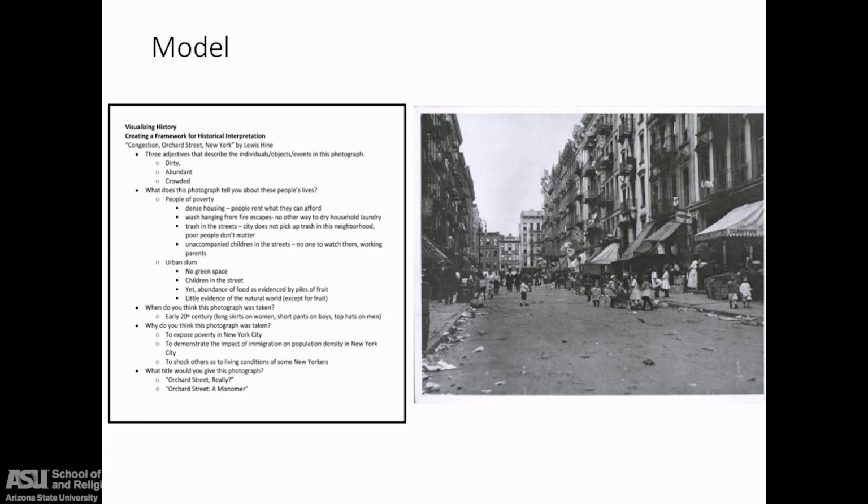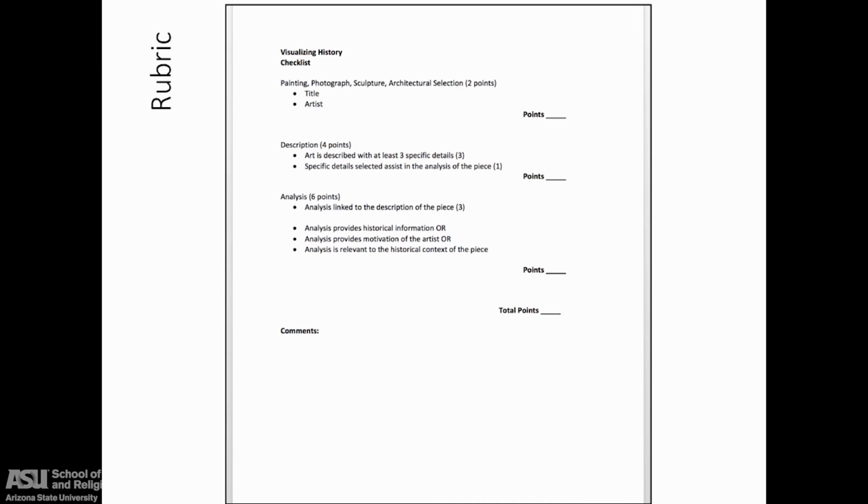We also have provided a rubric. It's really a very simple rubric that can guide your assignment and the development of your assignment, as well as your peer review of someone else's assignment. Enjoy the photographs of Lewis Hine in New York City, and happy selection. Enjoy the activity Visualizing History.